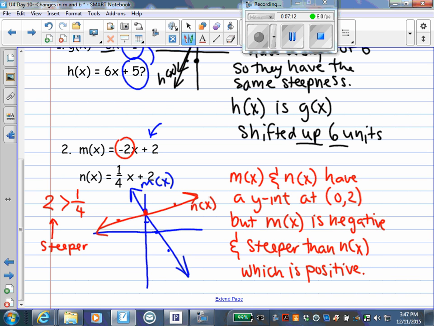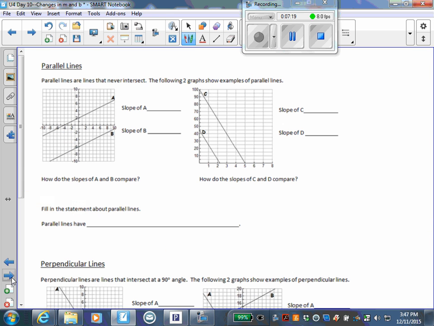So that's the end of part 1 of this video. Now for part 2, go to that handout that you taped into your notes. It looks like this. It's about parallel lines and perpendicular lines. And we're going to summarize some things about the slopes of those types of lines. So parallel lines are lines that never intersect. The following 2 graphs show examples of parallel lines.